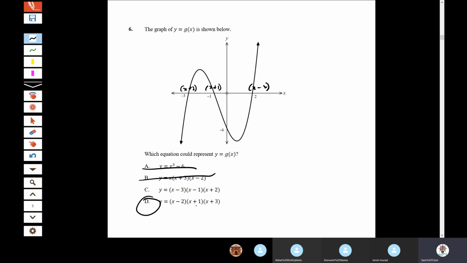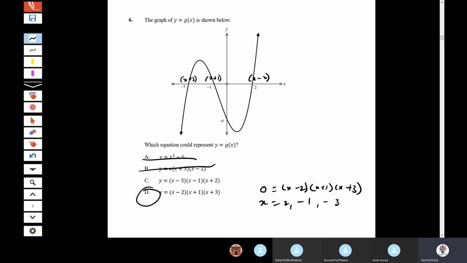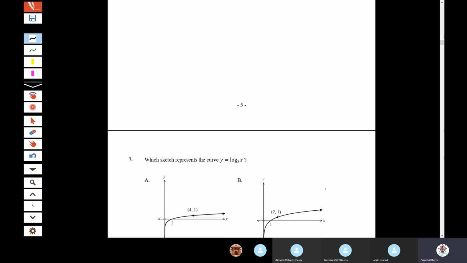X plus 3, x plus 1, x minus 2. You guys want to recap why that happens if you've forgotten? Remember, these are called intercepts. And obviously, y equals 0. So when you're solving, you're going to write x equals +2, x equals -1, x equals -3. So if you have the intercepts, you've got to go the other way around. X minus 2, x plus 1, and x plus 3. Good stuff. That's nice and easy.